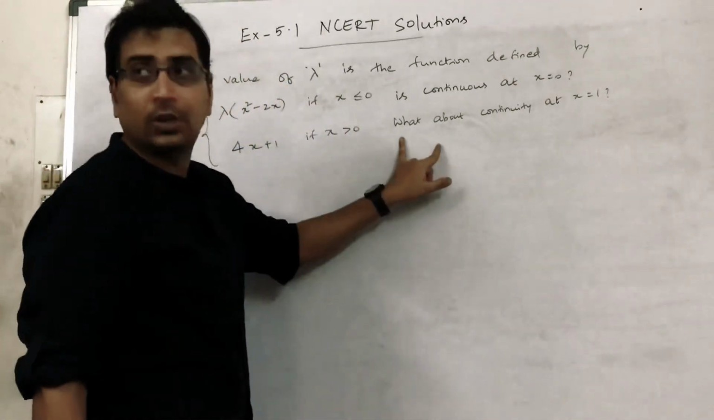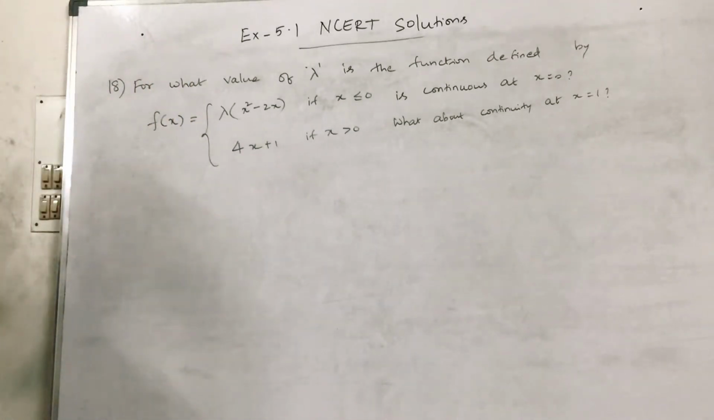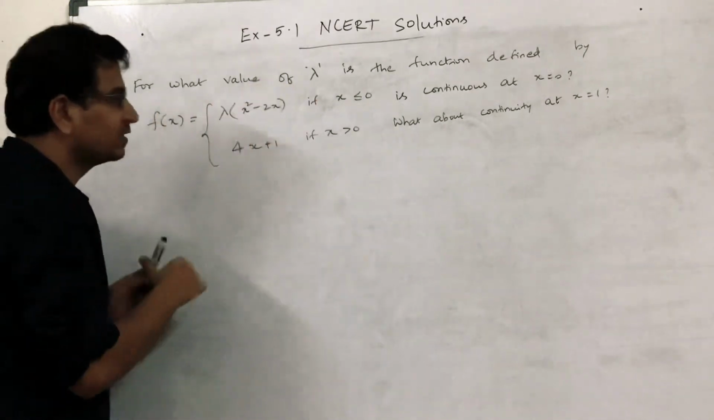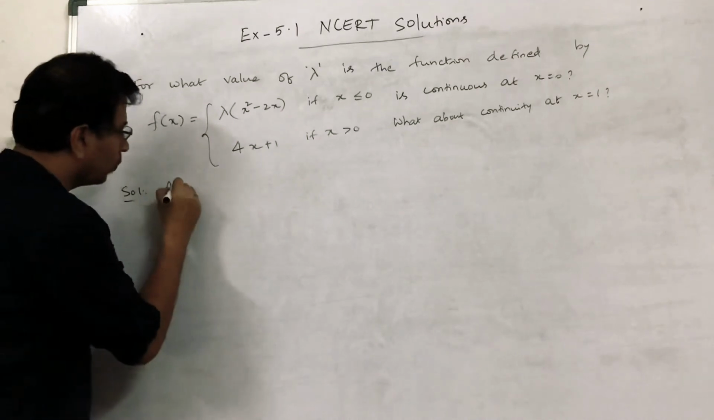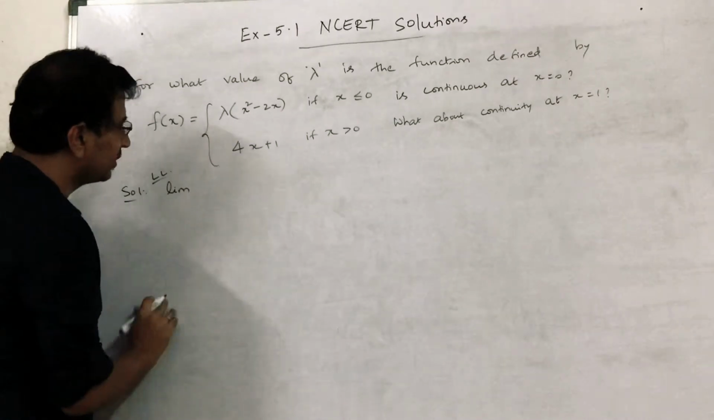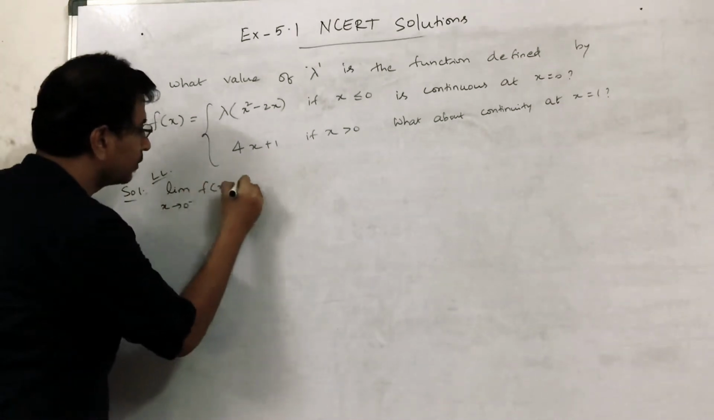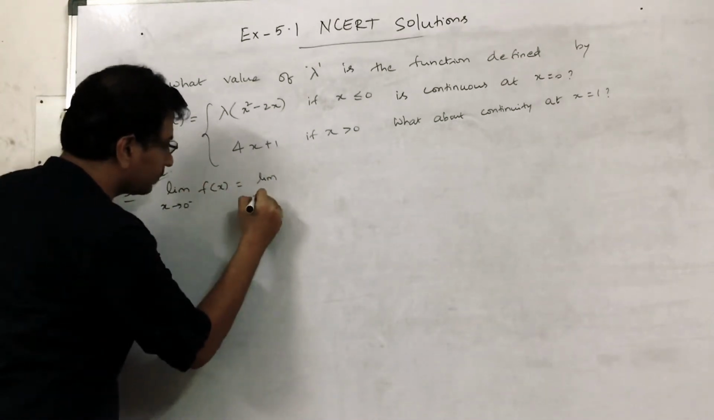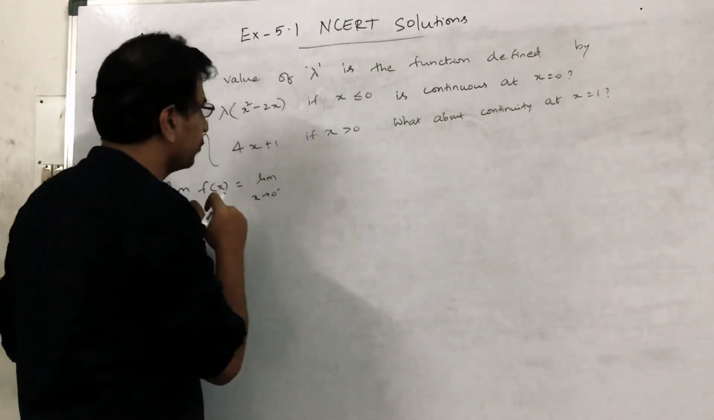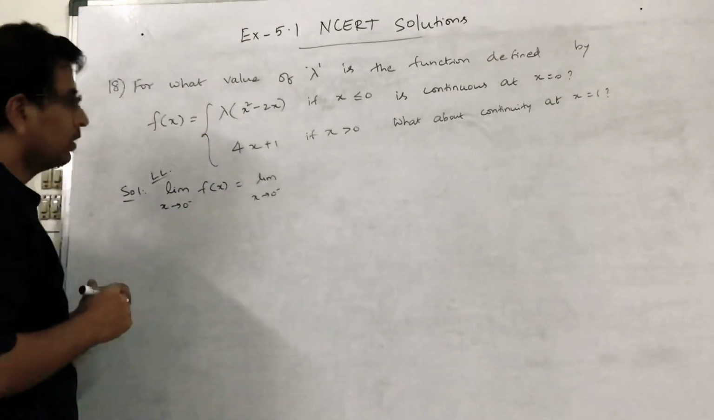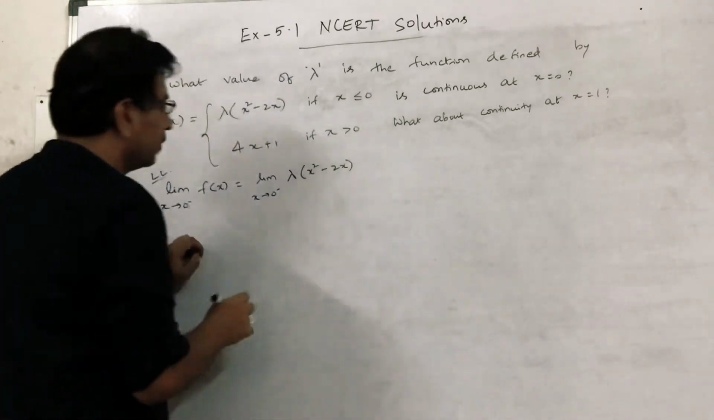Okay. So what about continuity at x is equal to 1 is an extended question. So first let's check what should be the value of lambda for it to be continuous at x is equal to 0. So the solution here is, now when you take the left limit at x is equal to 0, so left limit is limit x tends to 0 minus f of x. So the function that we are supposed to take is lambda into x square minus 2x.